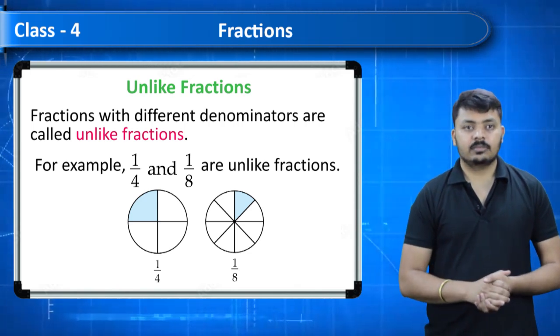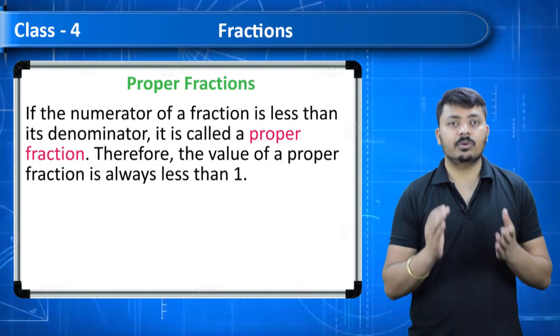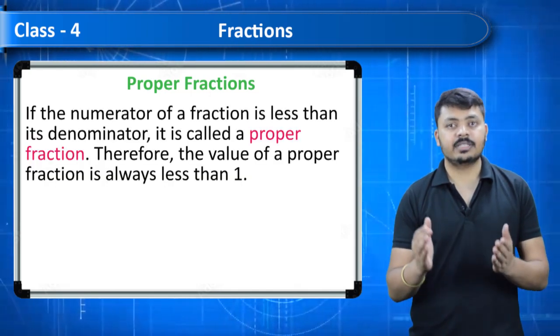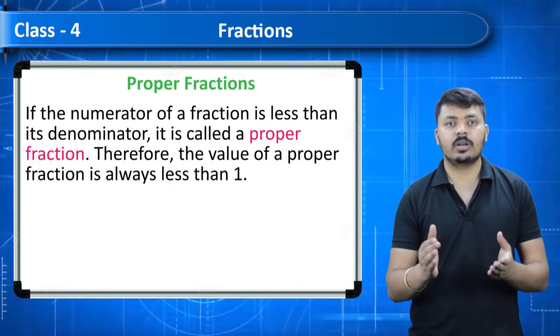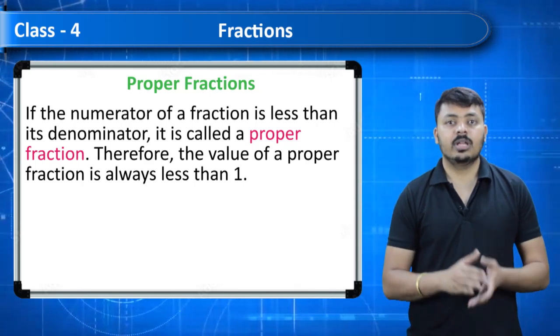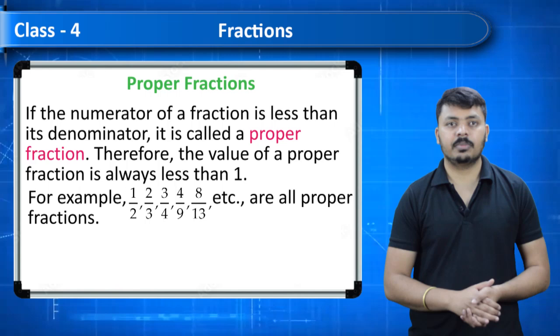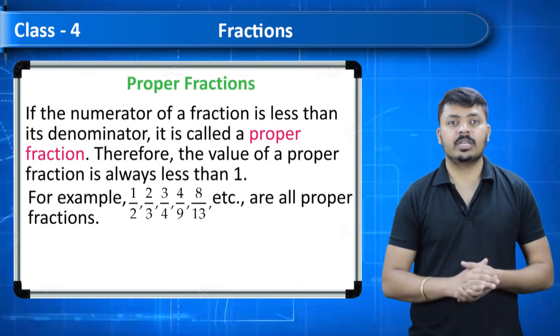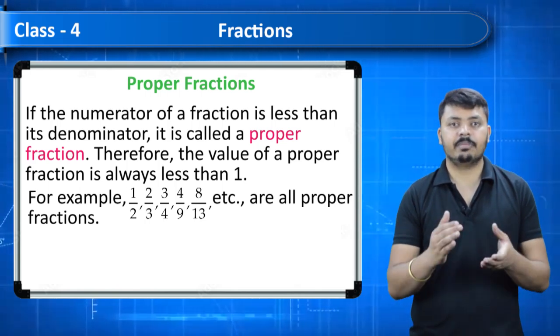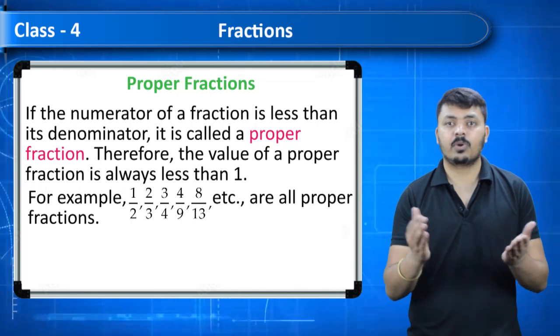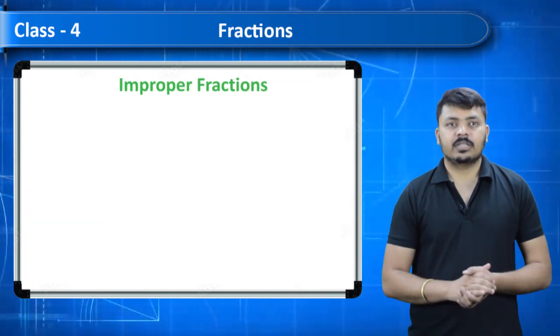Proper fractions. If the numerator of a fraction is less than its denominator, it is called a proper fraction. Therefore, the value of a proper fraction is always less than 1. For example, 1/2, 2/3, 3/4, 4/9, 8/13, etc. are all proper fractions.